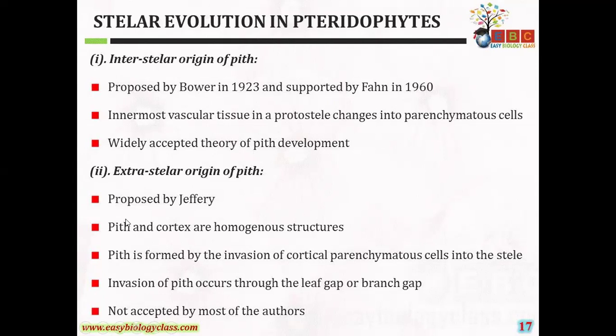What he says is that pith and the cortex are homogeneous structures, and the pith is formed by the invasion of the inner cortical parenchymatous cells into the stele. That is, the inner cortex, which is there in the cortical region. Some of these cortical cells will invade into the stellar region, and they are of the parenchymatous type. So that is the reason why the pith was formed in the center. And invasion of the pith occurs through the leaf gaps or the branch gaps.